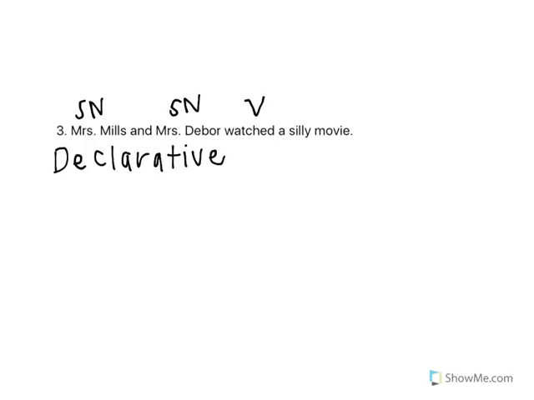Now, the sentence structure, as we know, there is only one clause because though there are 2 subjects in this sentence, Mrs. DeBoer and Mrs. Mills, there's only one verb. So, this is still just one clause. So we know that it is a simple sentence.